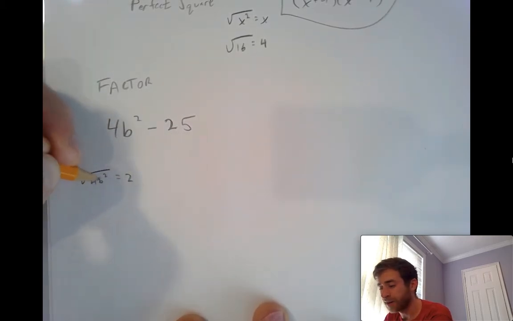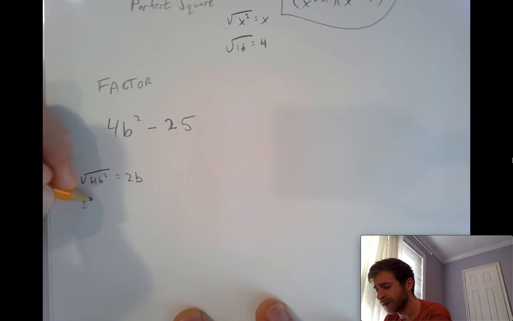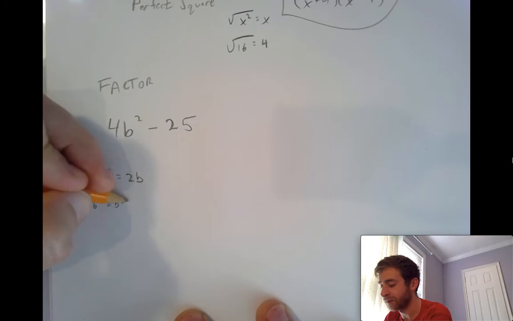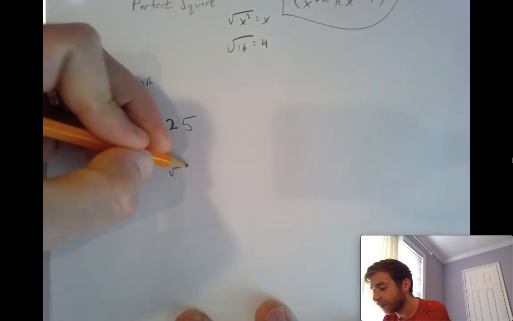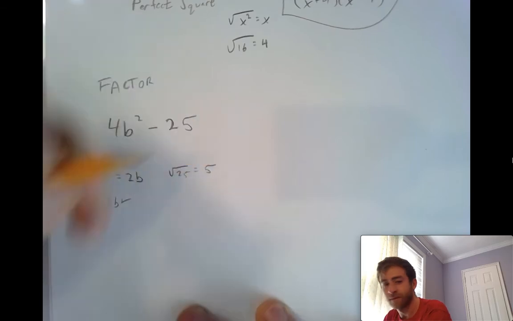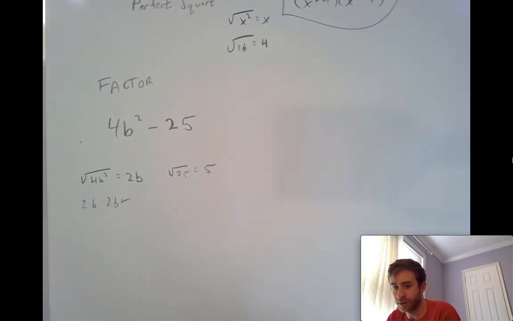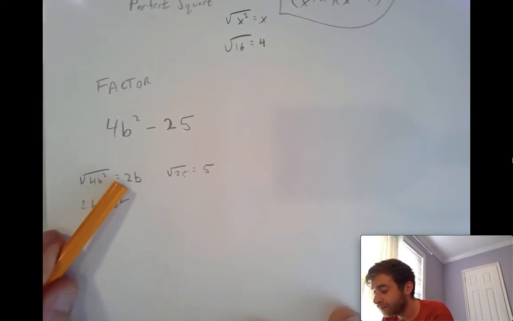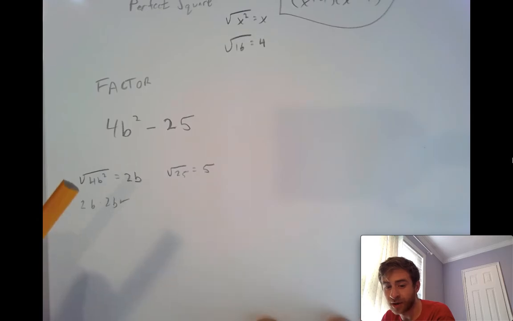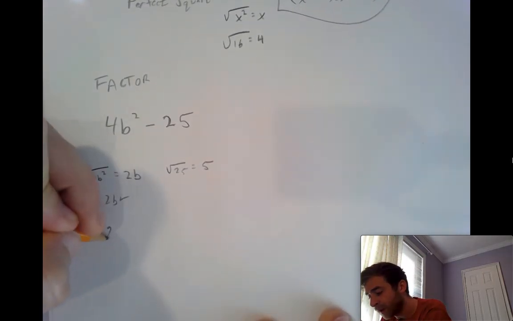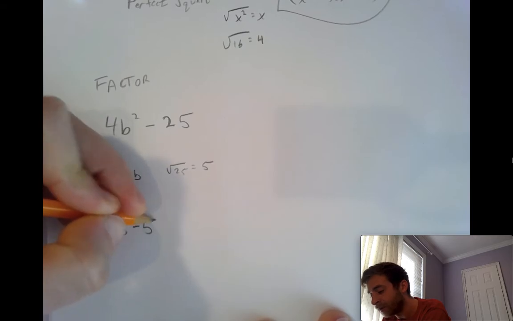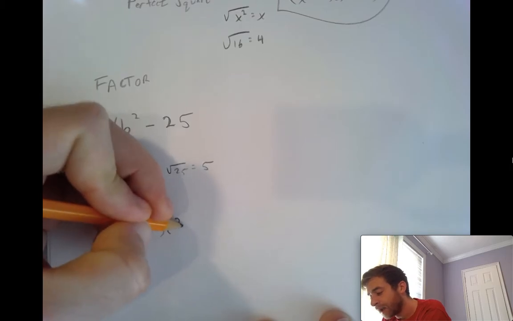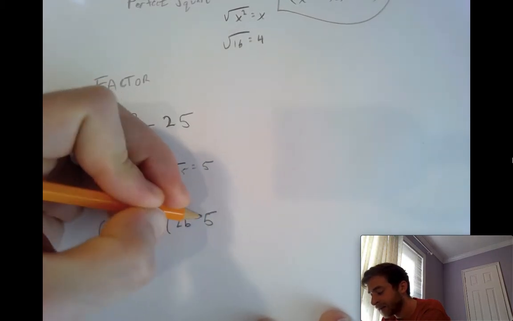The square root of b squared is just going to be b, and I can check that by saying, well, if I do 2b times 2b, 2 times 2 is 4, b times b is b squared. Yeah, that checks out. And then I'll do the square root of 25. Well, that is 5. You should know that. And then you just add these two terms and subtract these two terms to get your factored form. So difference of perfect squares, once you start to get it and know what you're looking for, it becomes really easy. So 2b plus 5 and 2b minus 5.